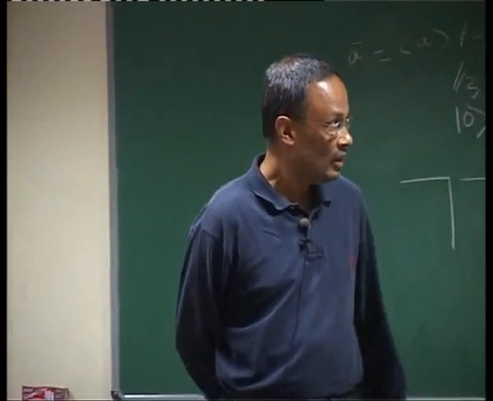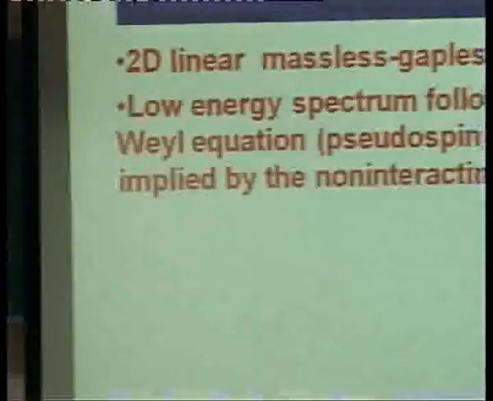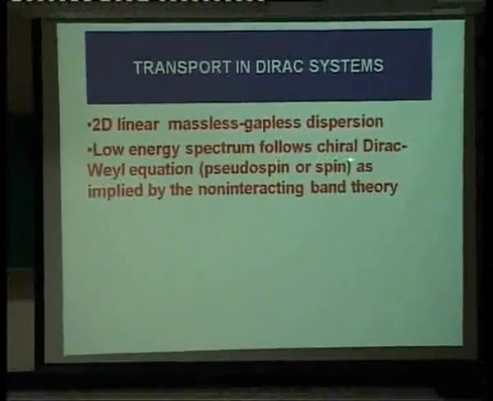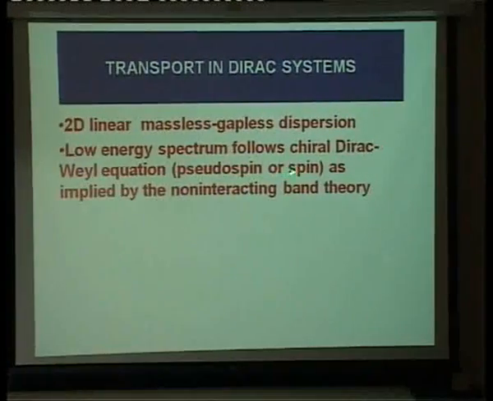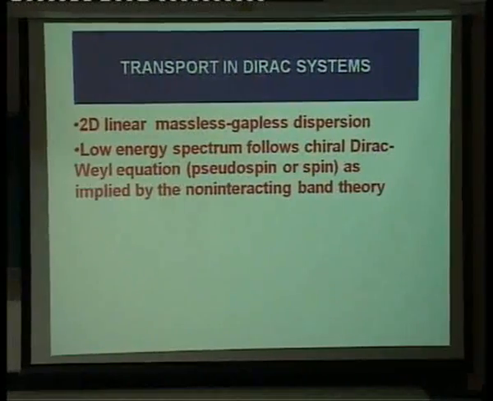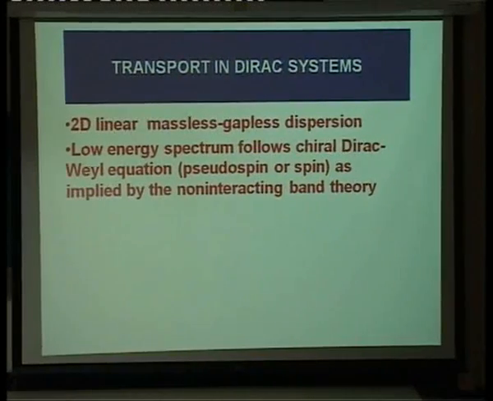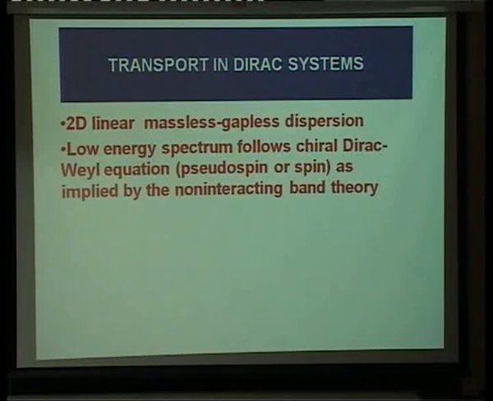For graphene, the chirality arises from pseudospin. For topological insulators, specifically I'll discuss bismuth selenide surface conduction. The chirality arises from spin. In one case, pseudospin is locked to momentum. In one case, spin is locked to momentum. But for transport purposes, it doesn't make any difference, because I'm interested for this talk in zero magnetic field transport without any magnetic impurities. And this just follows from the non-interacting band theory.